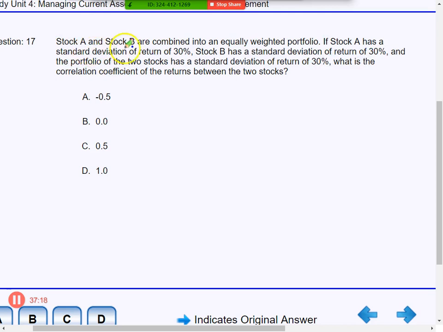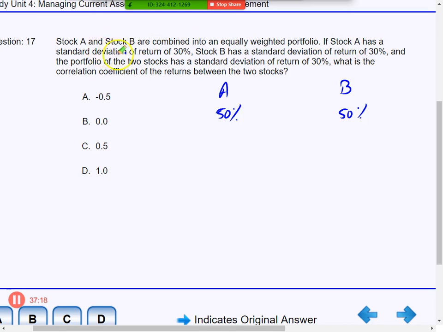Stock A and stock B are combined into an equally weighted portfolio. Fine. Equally weighted portfolio means we have two assets in our portfolio, A and B, and weightage is like this. We have 50% of A and we have 50% of B in our asset investment. Fine. What exactly do we need?